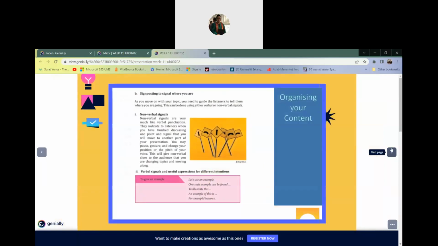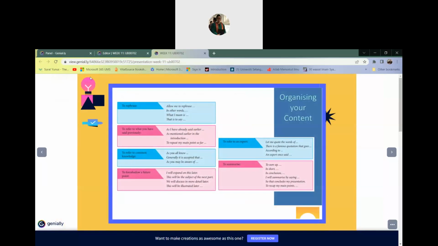Non-verbal signs, okay? Use hand gestures. Do not be static. If it's online, then you have to use your facial expression. You can also use hand gestures a bit, so that people can see you presenting.